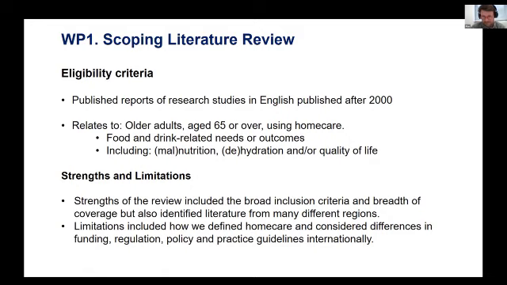Despite this limitation, though, considering all available literature together, we were able to develop a broad view of the current international literature and important gaps.